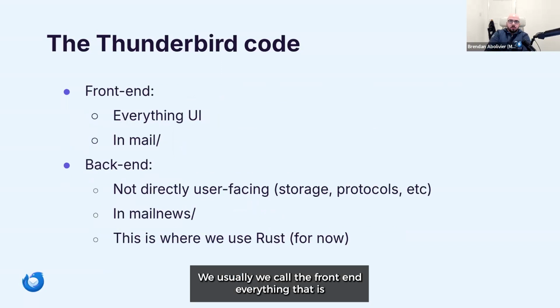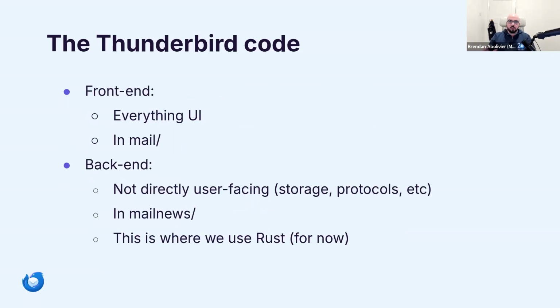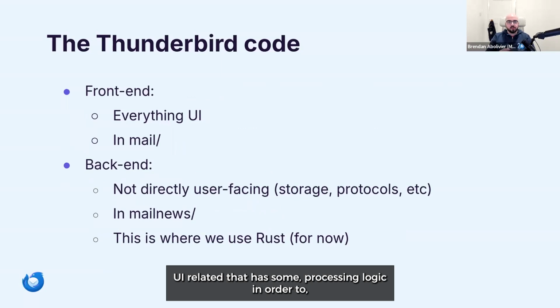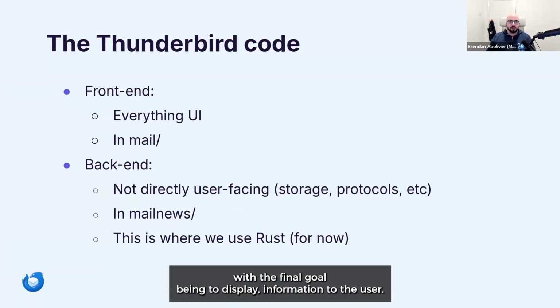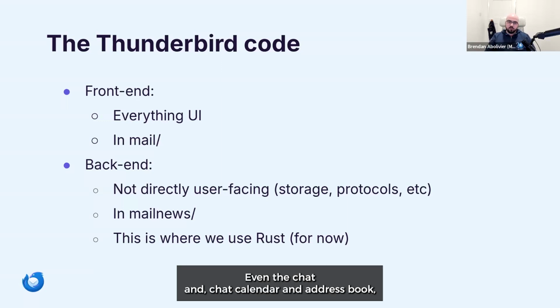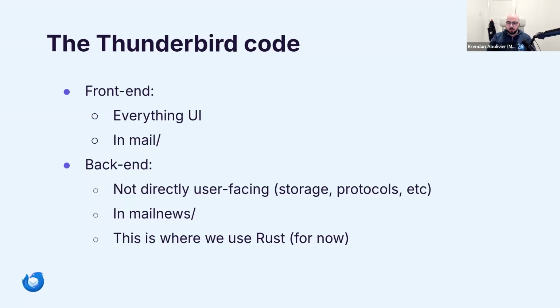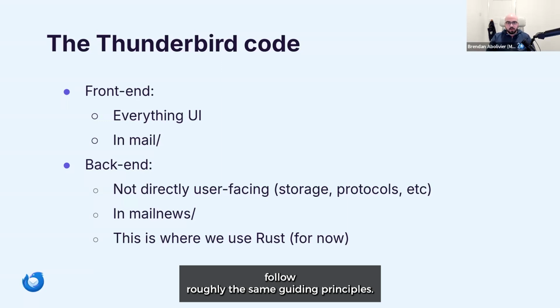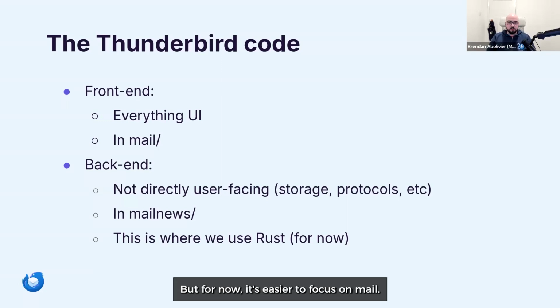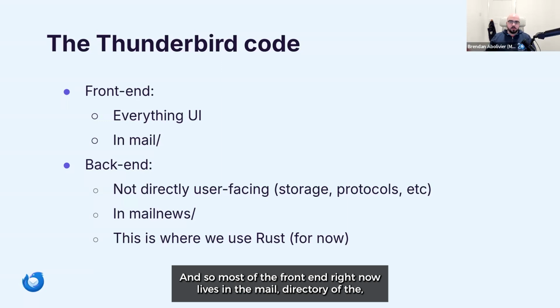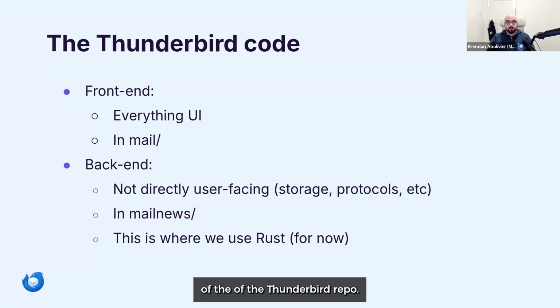We call the front end everything that is UI related, that has some processing logic, with the final goal being to display information to the user. Most of that code for mail, I'm focusing on mail right now, even though chat, calendar and address book follow roughly the same guiding principles, but for now it's easier to focus on mail. So most of the front end right now lives in the mail directory of the Thunderbird repo.